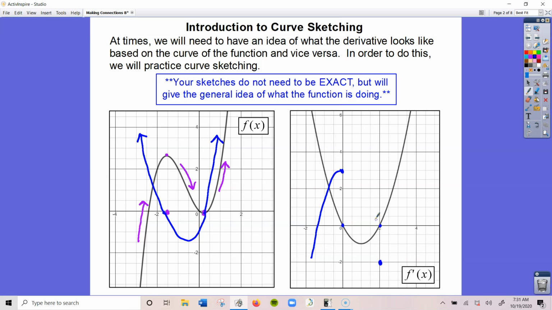Then between 0 and 2, my derivative is negative, meaning that my function will be decreasing, which is where I get to my minimum. And finally, after x is equal to 2, my derivative is positive, meaning that my function will be increasing. So this is a general idea of what my function might look like.